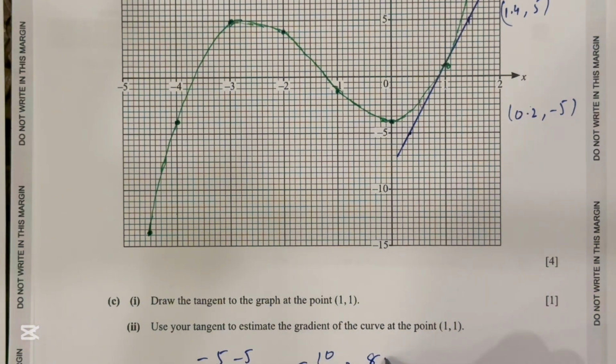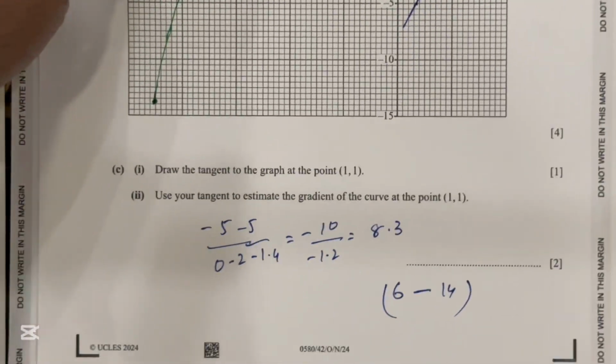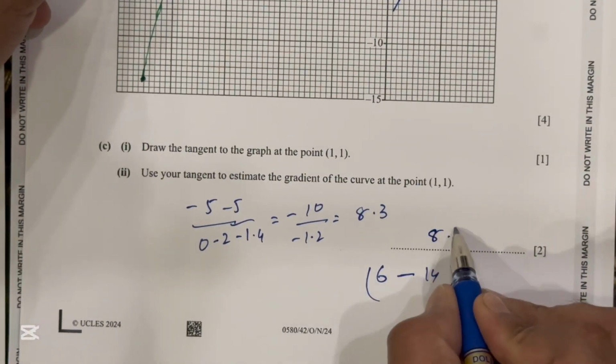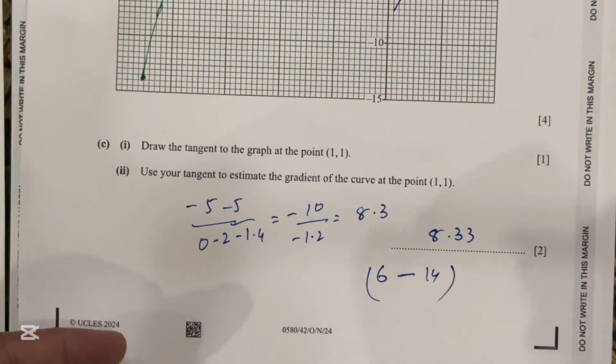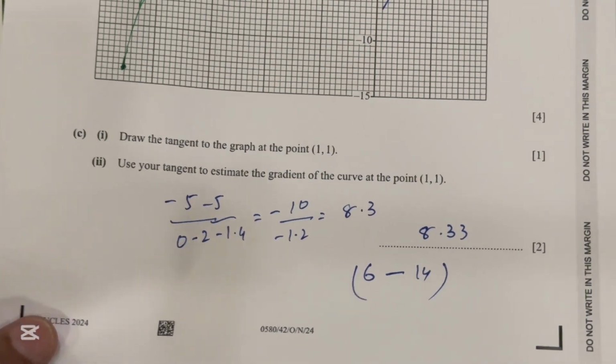So any value according to the examiner key between 6 to 14 would be considered correct. Our answer is coming as 8.33, so any value between 6 to 14 would be considered correct.